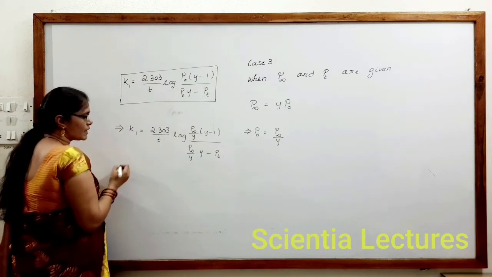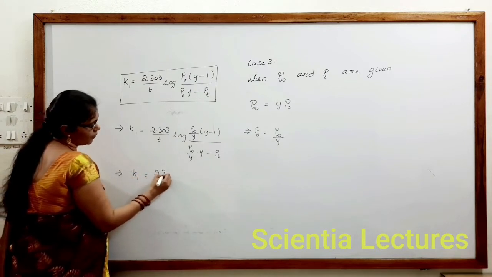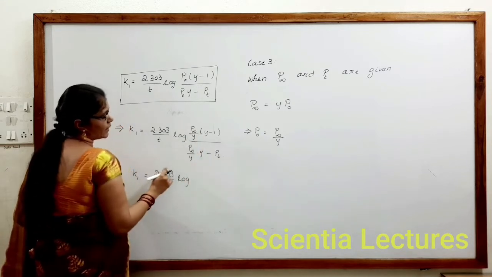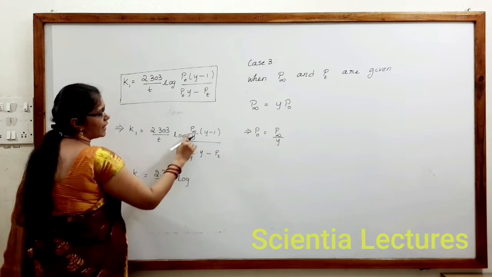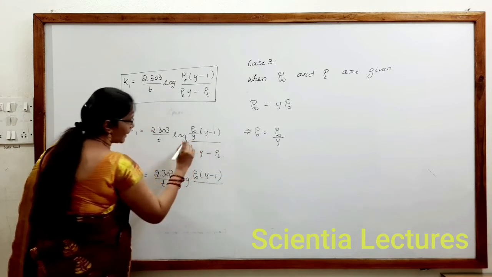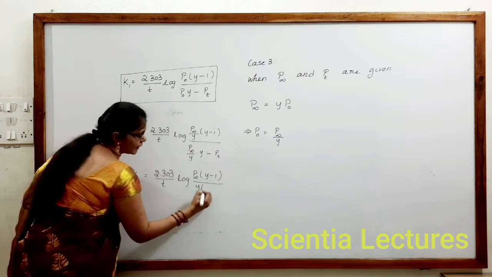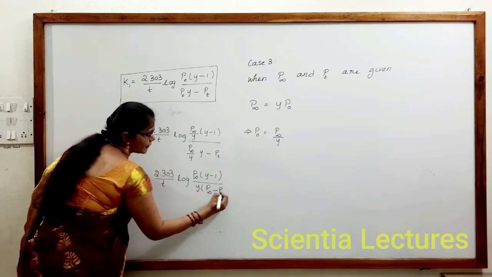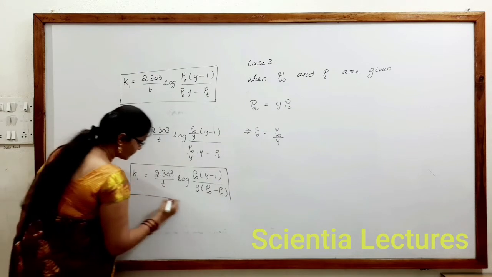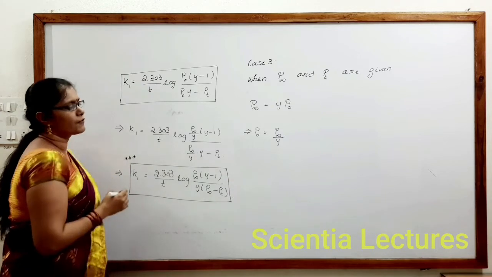Now, from this, what K1 will we get here? K1 must be equal to 2.303 by T log of. Here you can observe that Y gets cancelled, and in this case we get P infinite into Y minus 1 by, this Y comes to the denominator, Y into P infinite minus Pt. This is the rate constant of a first order reaction when Pt and P infinite are given.